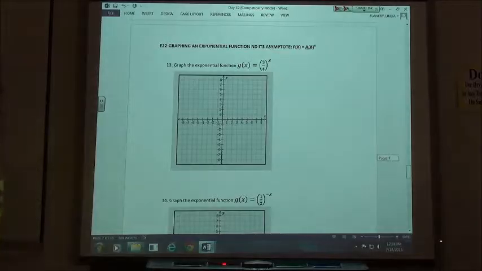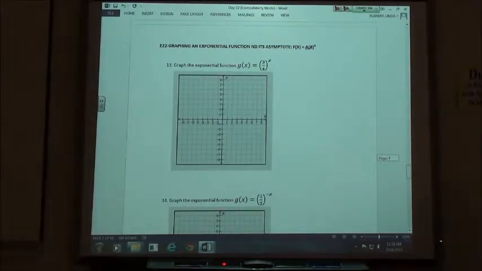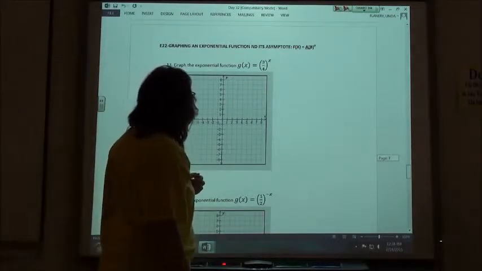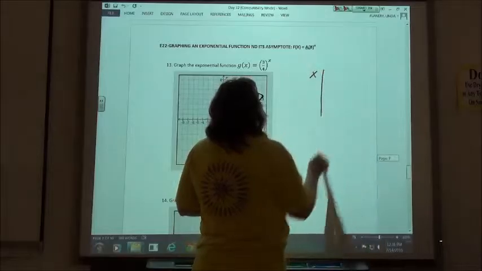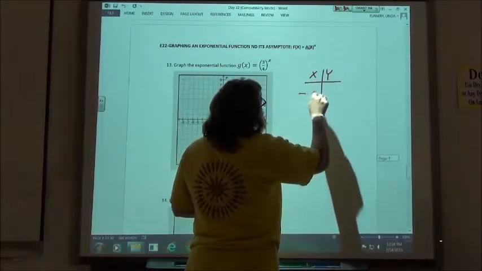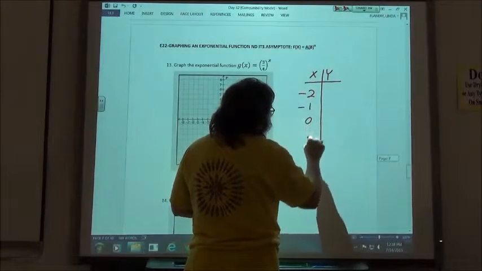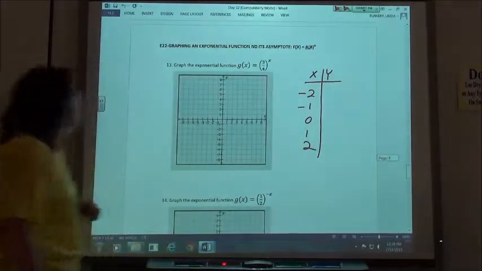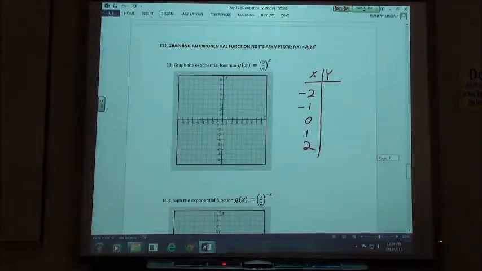Graphing an exponential function. These ones don't have any horizontal and vertical shifts, so we know that 0 is going to be in the middle. Just like on those other ones, they're going to have you do -2, -1, 0, 1, and 2. And we're just going to plug those in and solve, find our answers.